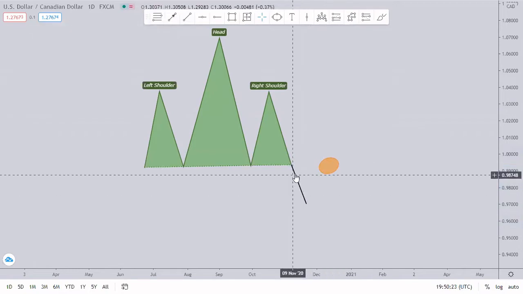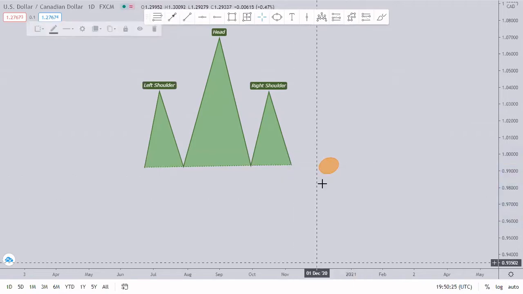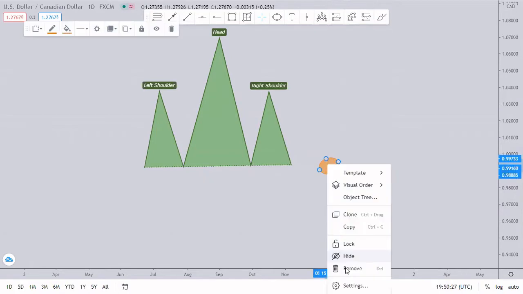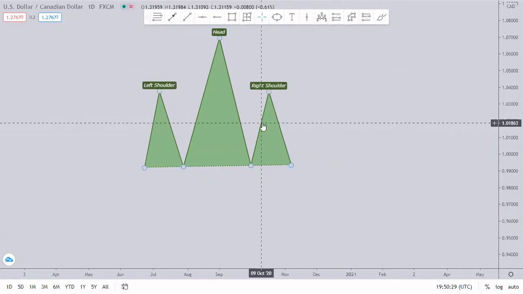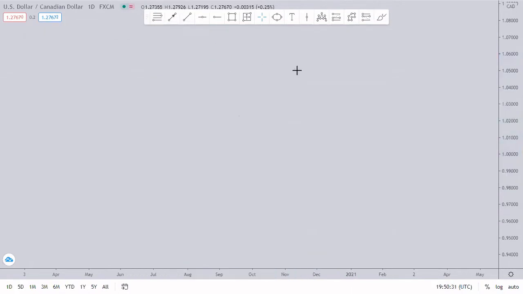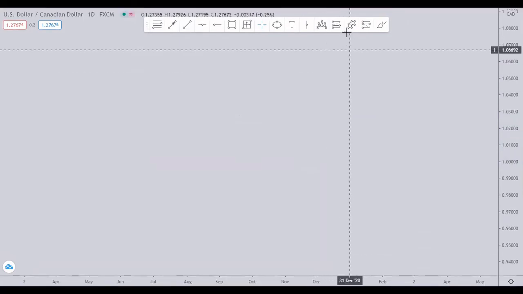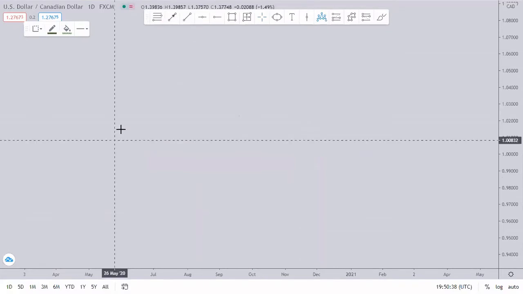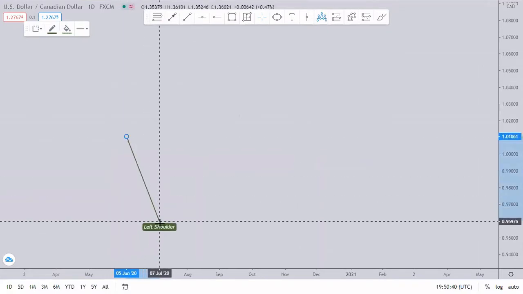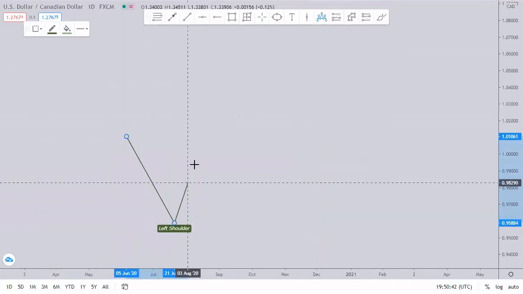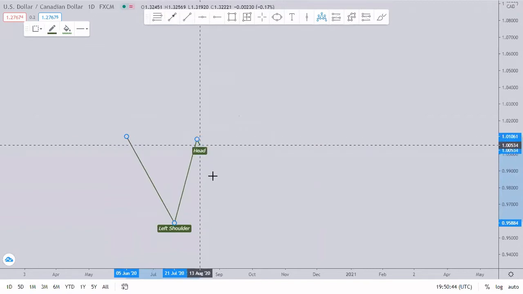Get rid of them individually, because if I click on remove all drawings, I have some annotations on my chart. They will all go, and I don't want to lose them as I need them. So that's how the head and shoulder pattern looks like. This is how the inverse head and shoulder pattern looks. It's a head and shoulder pattern turned upside down, basically speaking.